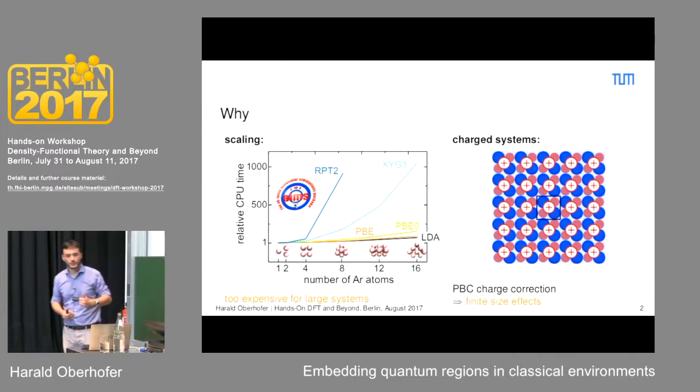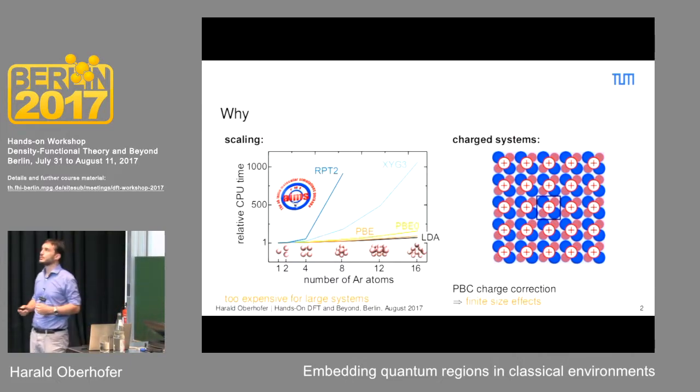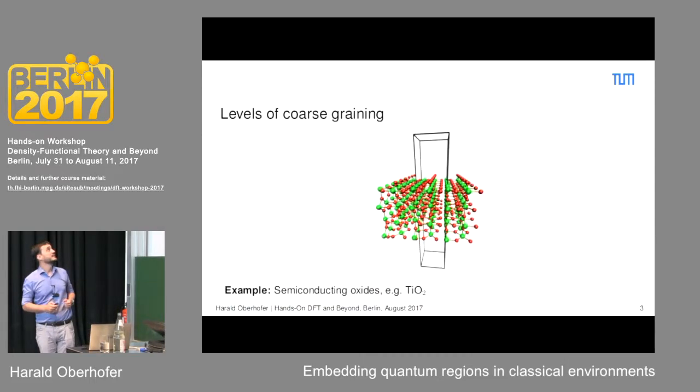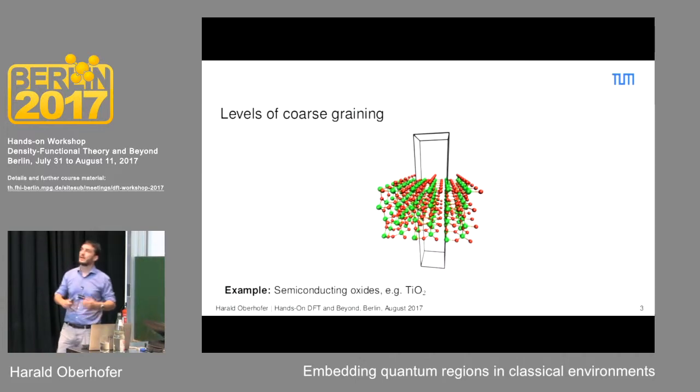So what could you do instead? You could do some coarse graining, you could do some embedding. The example I'll be using throughout is that of semiconductors. The reason why I'm insisting on our methods only working for semiconductors or insulators should become rather clear in a second.